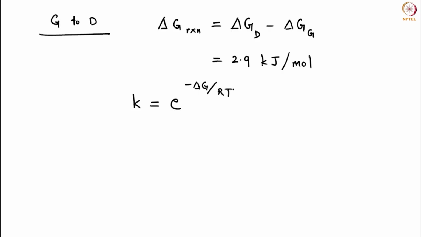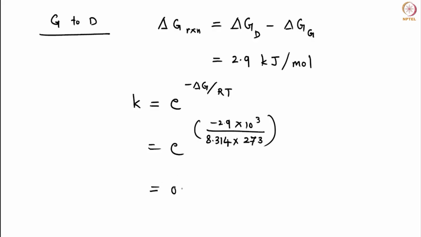So just keep in mind the units and you should be fine. This is a very simple problem. So minus 2.9 into 10 power 3, it is kilojoule, divided by whatever is your universal gas constant and the temperature in Kelvin, and this will give you a value which is approximately 0.278. So this is basically the solution of the problem.